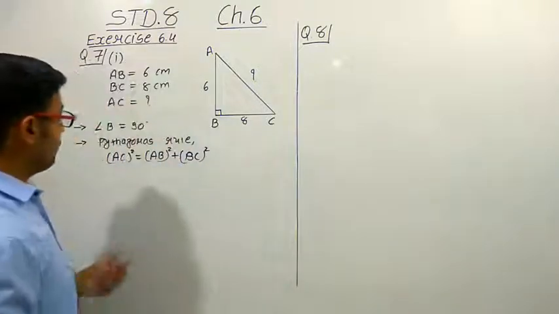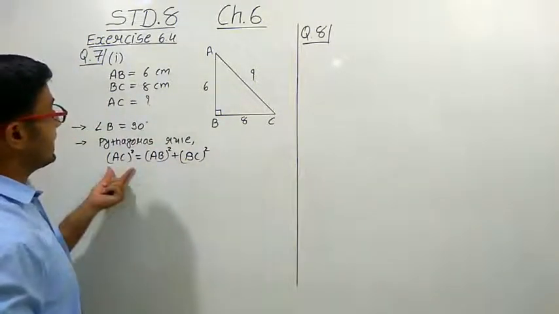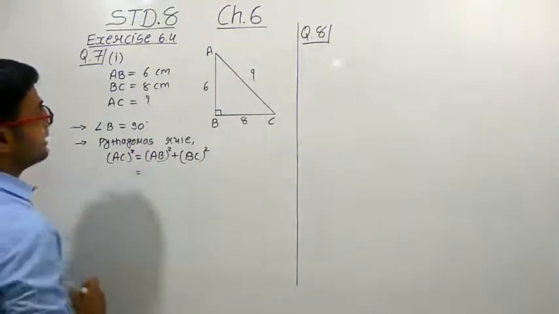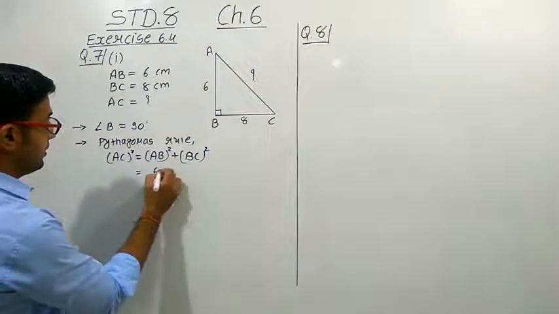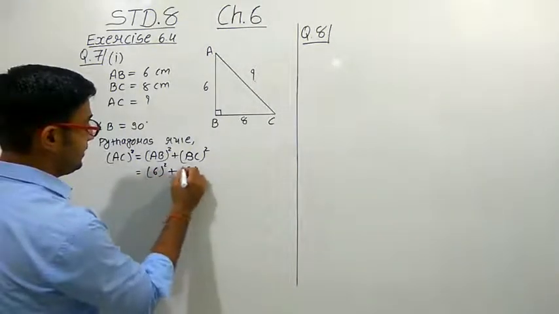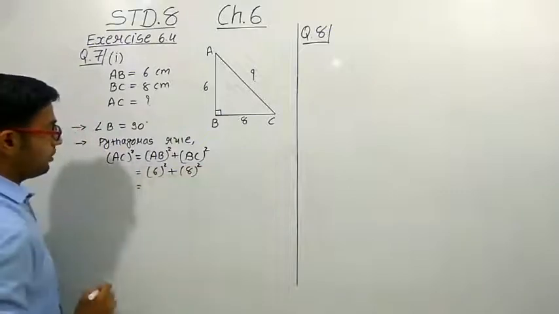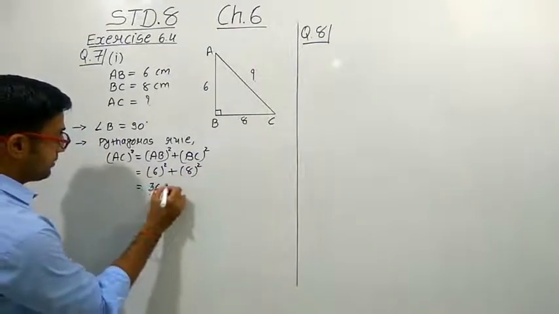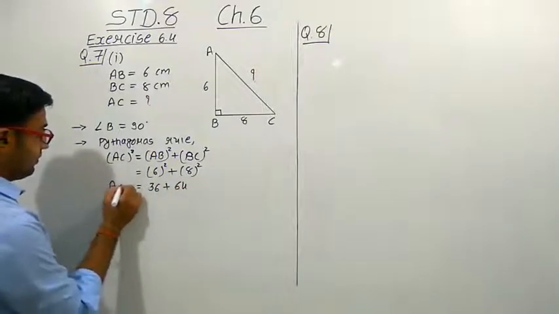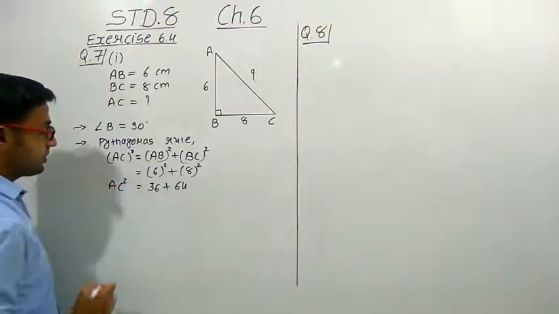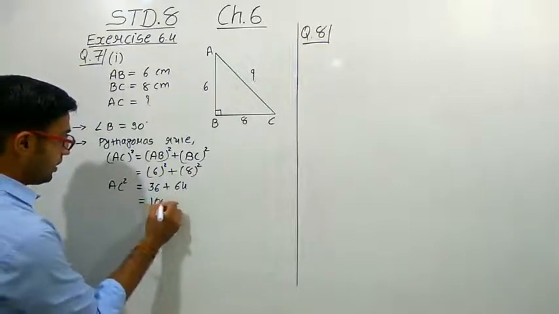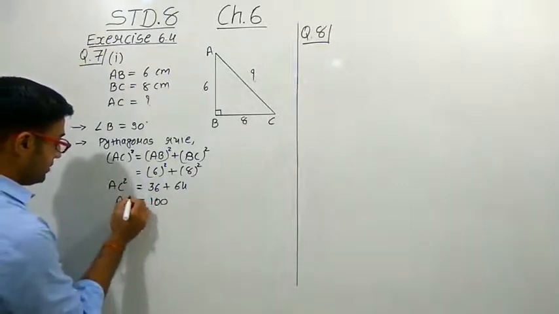Okay. Now here we have to put down these values. AC square we have to find out. AB is 6, so 6 square, plus BC is 8, so 8 square. Here we can write 6 square is equal to 36, 8 square is equal to 64. So AC square is equal to 36 plus 64. Now the total is what? 100. We get AC square as 100.